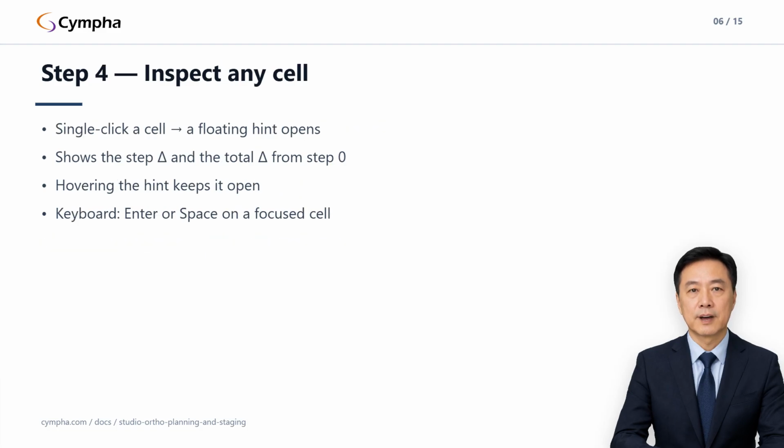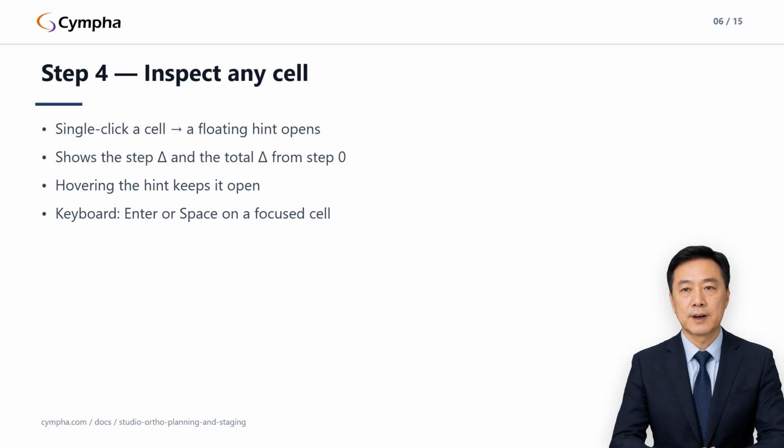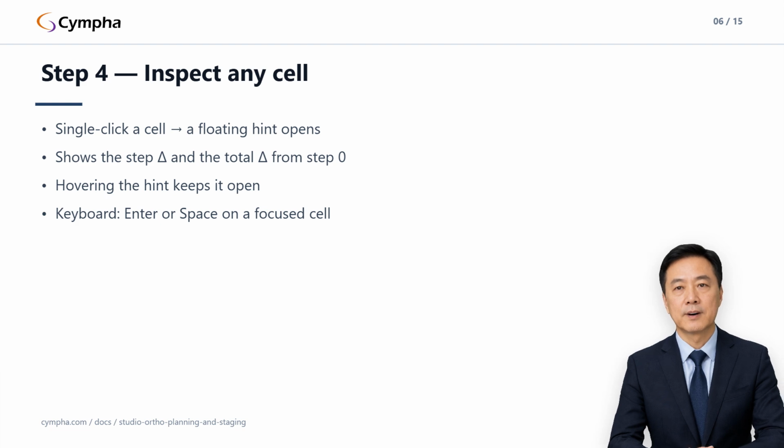The hint auto dismisses after about 2 seconds, but hovering over it keeps it open, and leaving it schedules a longer dismiss, so it stays out of your way without vanishing mid-read. Depending on the cell, the hint may also carry editing controls. If one of those actions fails, the reason prints in the status line. Keyboard users get the same thing. Enter or space on a focus cell opens the identical hint, anchored to the cell.